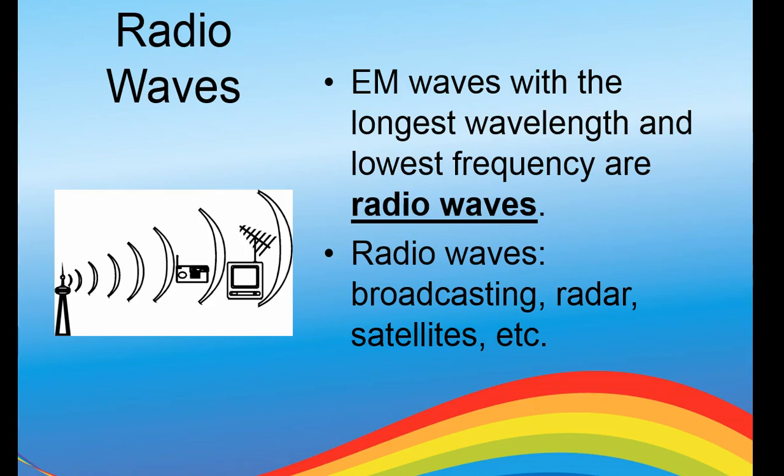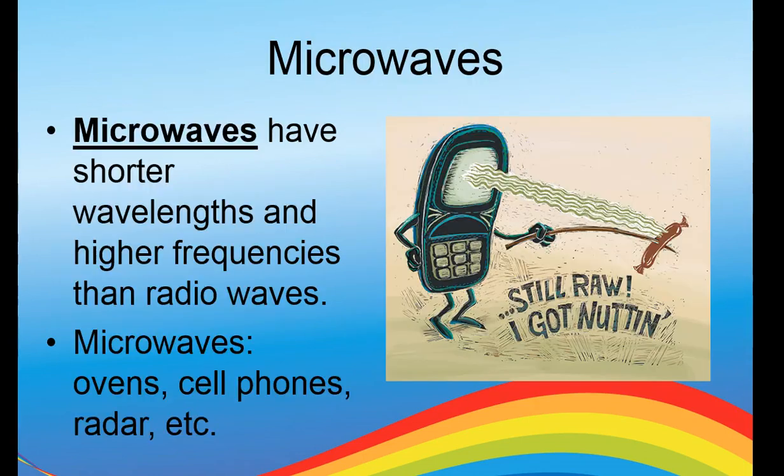Now, because radio waves are so long, they have that long wavelength, they're able to travel really far. Like, if you have a really good radio with a really good antenna, you can pick up radio stations here in Florida from other countries across the ocean. So we use radio waves for broadcasting, for radar, for satellites in space. That's how we talk to a lot of our satellites that we launch, using radio waves.